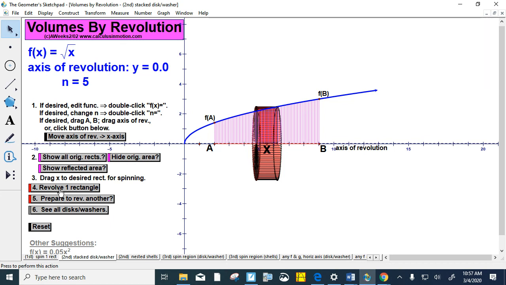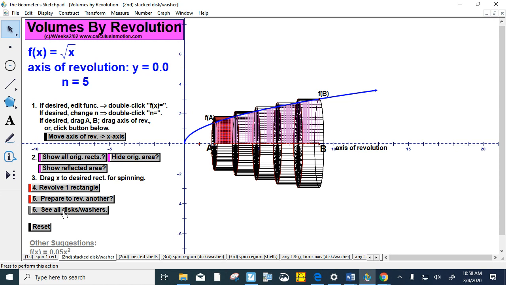All right, but that's only one cylinder. Let's show all the cylinders. Here we go. You see how I have only 5 of them, but if I were to increase the number of cylinders, what happens? It gets better and better, right? The approximation gets better and better.